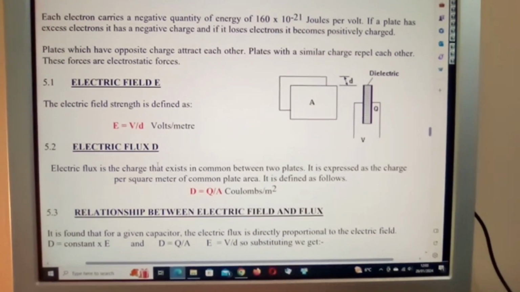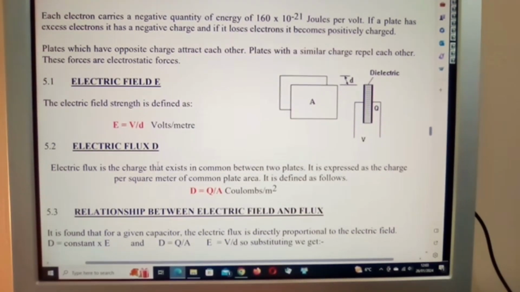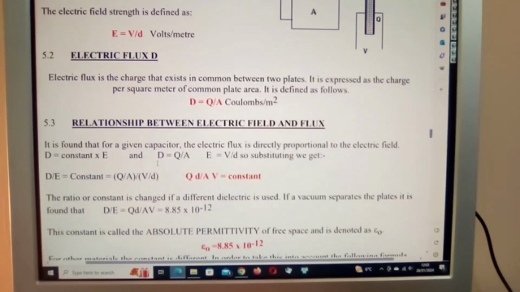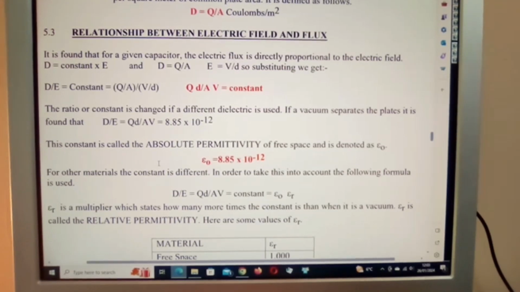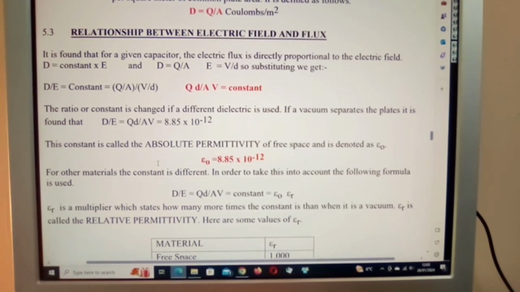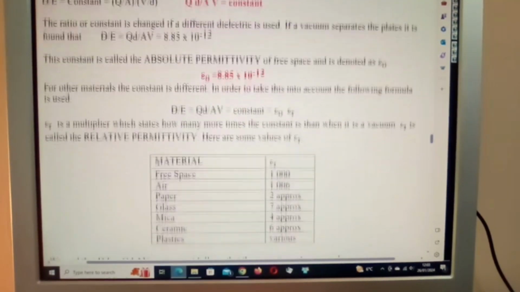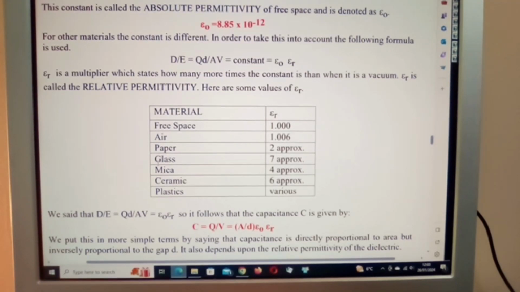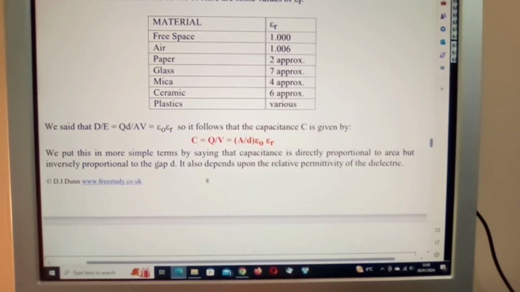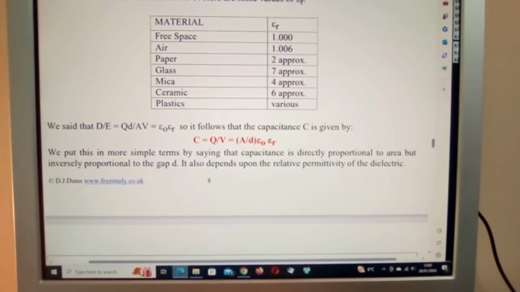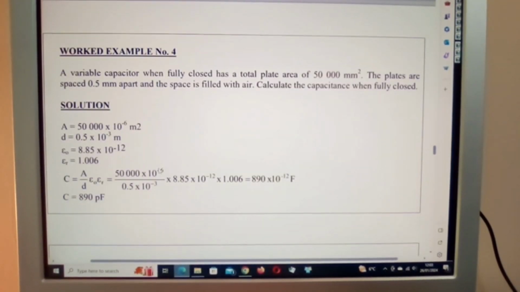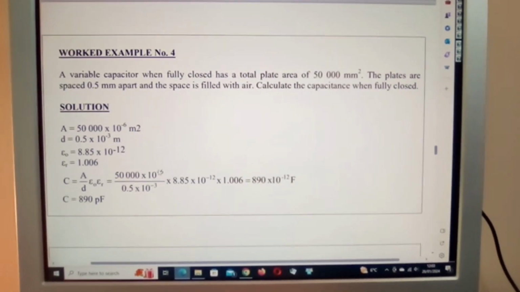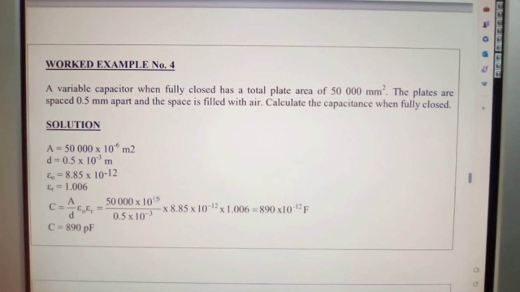And here it's simply showing you the electrostatic theory to make sure you're familiar with these items. E equals V over D, D equals Q over A, etc. Now most of you should be familiar with absolute permittivity, etc., and the permittivity of free space. Here we have another worked example, so make sure you can understand it and write it out in full.